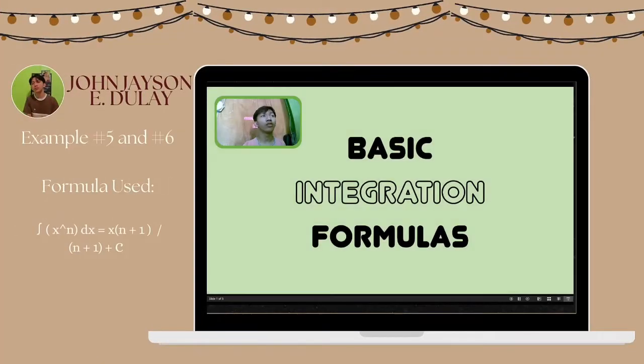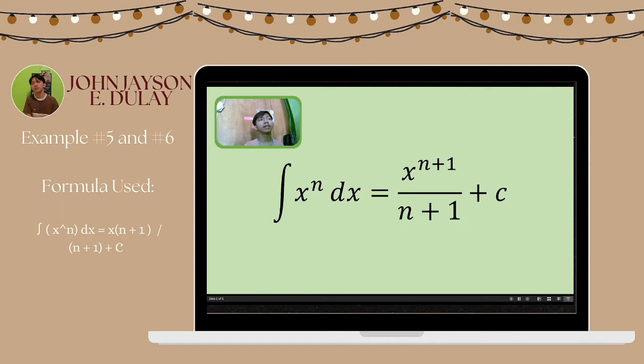So good day everyone, my name is John Jason Idulay. I represent Group 2. So the task assigned to us is to give 15 examples from using basic integration formulas. So the formula that I will use is the integral of x raised to n dx is equal to x raised to n plus 1 over n plus 1 plus c.